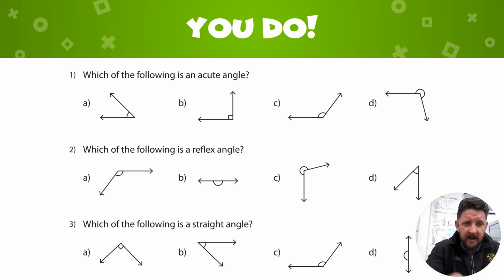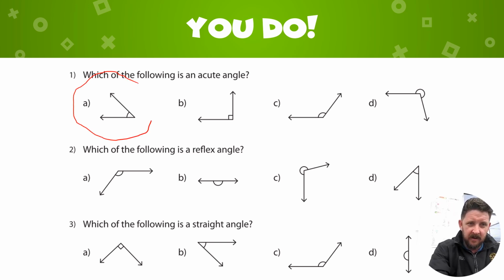Righto, let's have a quick look and do some circling. I'm going to change my colour to a red, just for something different. Our first one here, I know A, maybe, B, absolutely not. That is a right angle. C, it's obtuse, got that little belly. This one's a reflex, it goes all the way around. So the only one that I know is A, which is my acute angle.